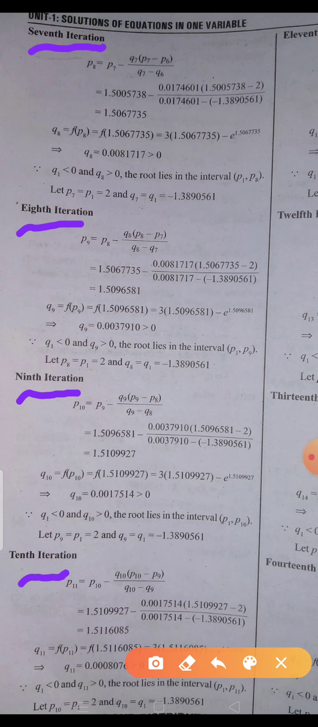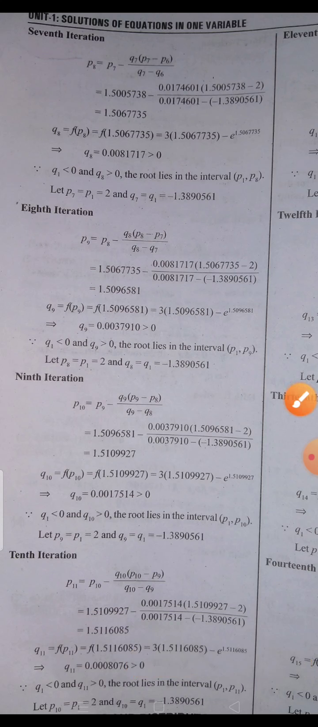P11 is equal to P10 minus Q10 into (P10 minus P9) by (Q10 minus Q9), which is equal to 1.5109927 minus 0.0017514 into (1.5109927 minus 2) divided by (0.0017514 minus Q9), minus 1.3890561. Therefore, P11 is equal to 1.5116085.